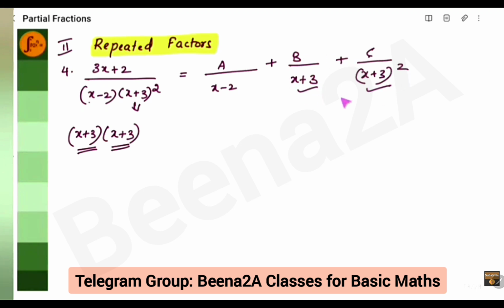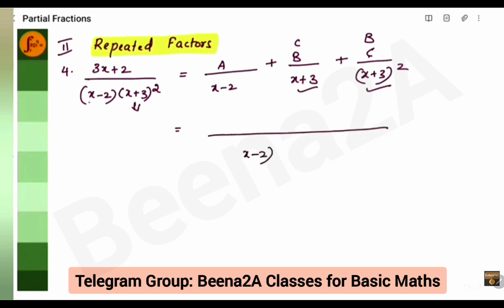You can interchange this, right? You can have C here and you can have B here. That doesn't matter. What matters is the denominators: one denominator should be x plus 3, the other denominator should be x plus 3 the whole square. So now I'll take the LCM, right? LCM for this would be x minus 2 into x plus 3 the whole square.